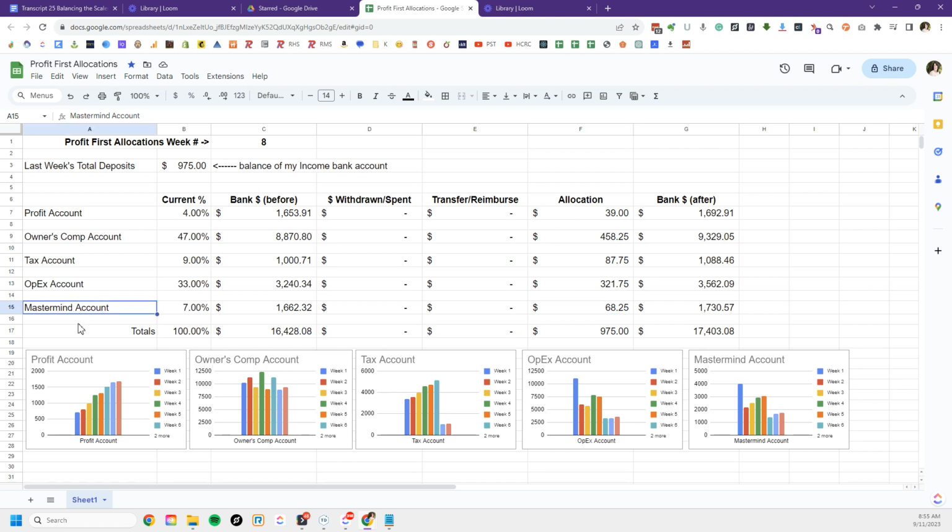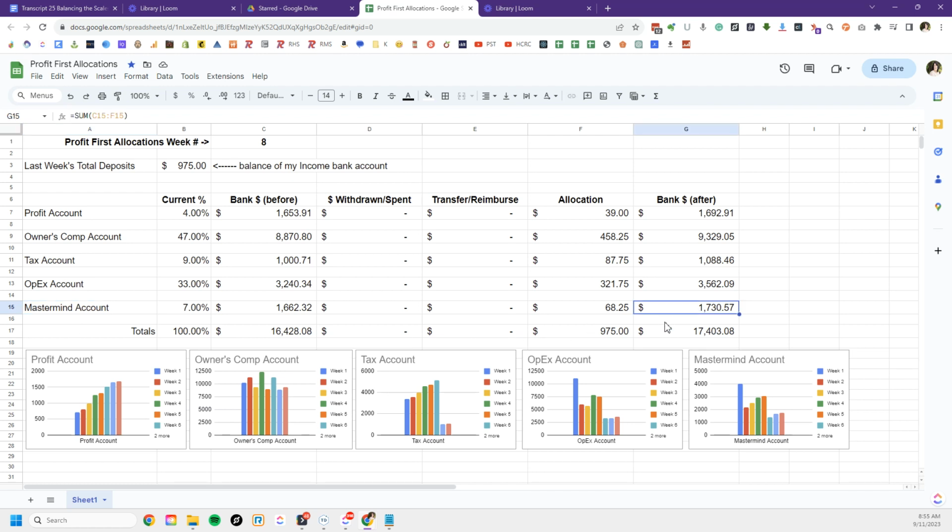For those who haven't been following me, mastermind is one of my most significant expenses, and it's something near and dear to my heart. So I have a separate bank account set up for this because that not only includes the money that I owe to be part of the mastermind, but my group meets in person several times a year. And so I also set aside money for the travel costs to make sure that that's paid for as well.